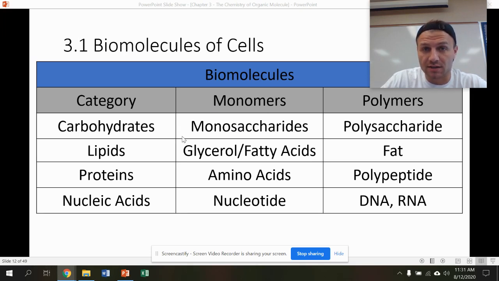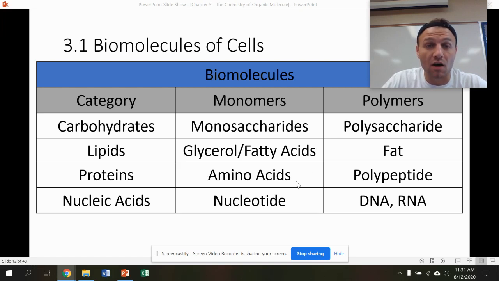For carbohydrates, it's pretty easy. Monosaccharides and polysaccharides. Monosaccharides are the monomer, polysaccharides are the polymers. Very easy. For lipids, it gets a little confusing. You can have glycerol and fatty acids as the monomers, and the polymer is a fat. Now, there are other ones. Lipids is just that one that doesn't play by all the rules. We'll talk about that later on.